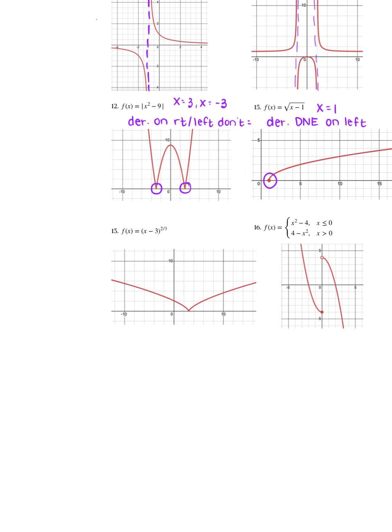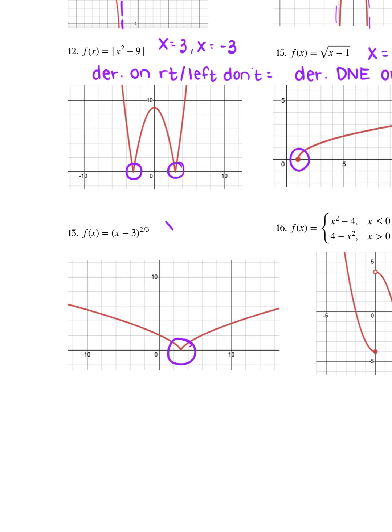Okay, x minus 3 to the 2/3 power. Yeah, this is kind of a crazy one. So this point right here, and again, you might want to wrestle with how that graph is numbered for just a second. I can tell you from looking at this equation that that little pointy place is happening at x equals 3. And this is really the same reason as the one up above. The derivative on right and left don't equal each other. They're not the same.